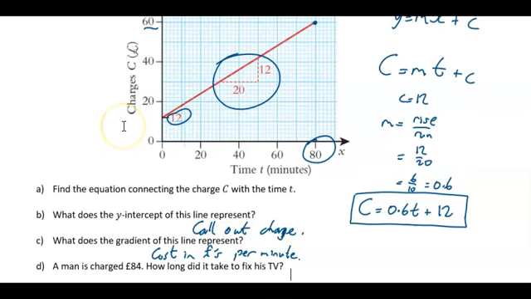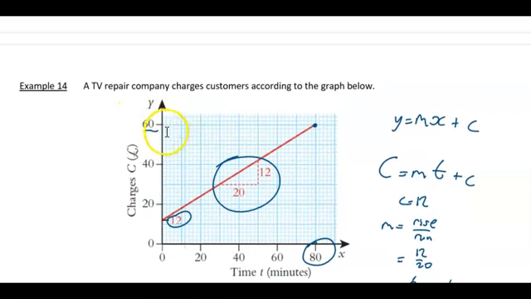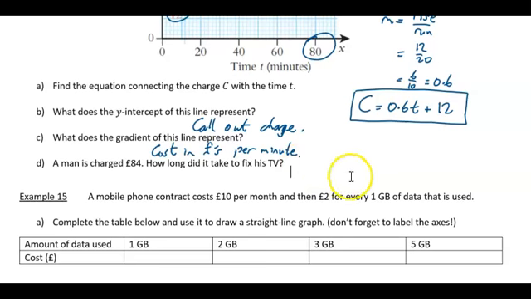Okay, next one says a man is charged £84. How long did it take to fix his TV? Now look at this. Unfortunately, you cannot just use your graph. If it had said a man is charged £40, you could absolutely go across 40 and down, no problem. But here we can't do this, so we've got to put this into our equation.